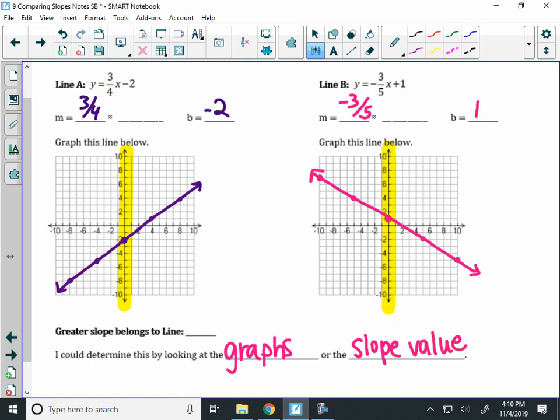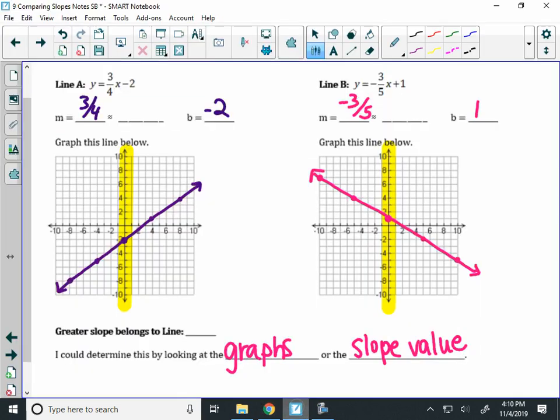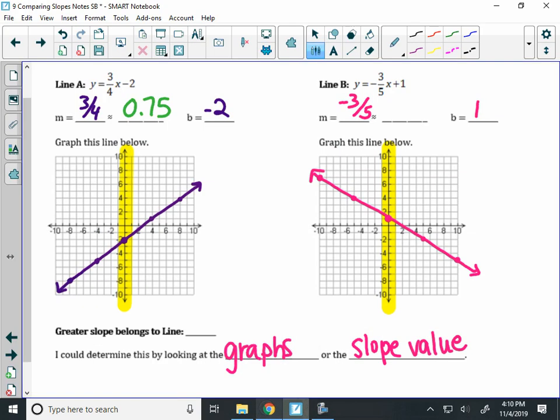So I look at the slope values here. I have 3/4 and -3/5. All right, two fractions. Let's turn those into decimals to compare. 3/4 is 0.75. So this is equal to 0.75. And -3/5 is -0.6.